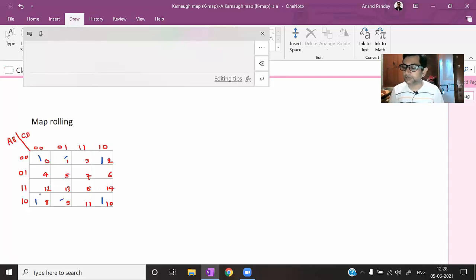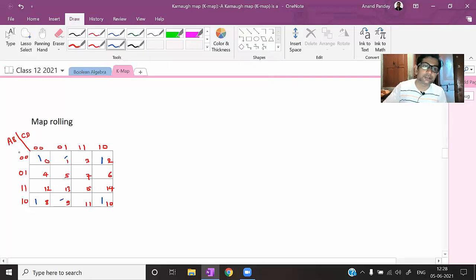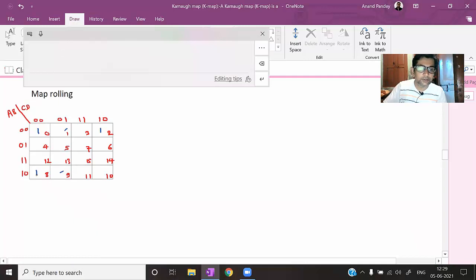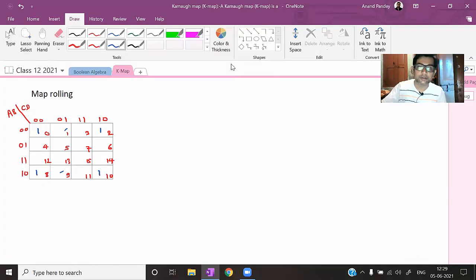Please remember this. This is also one of the possibilities, and you can draw a quad if all four corners have ones or zeros like this. And how to draw? See how I am drawing this. Here one, one, one, and one. This we have. Okay, so all four corners can make a quad.